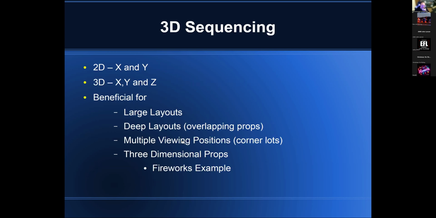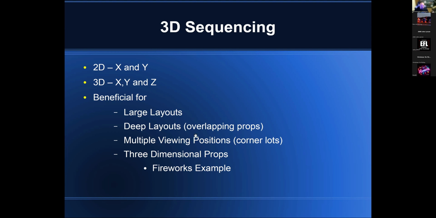All right, now I'll talk a little bit about 3D sequencing. We have 2D sequencing, where we're doing X and Y. In 3D, obviously you have X, Y, and the Z axis. Now, I generally don't sequence my store layout in 3D simply because if you think about it, on a prop, everybody's X and Y is the same. But the Z is always going to be different.